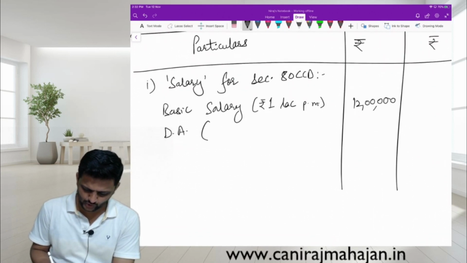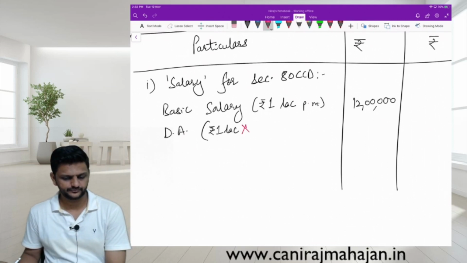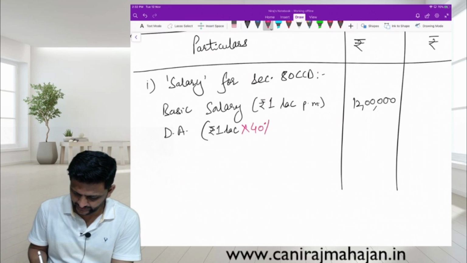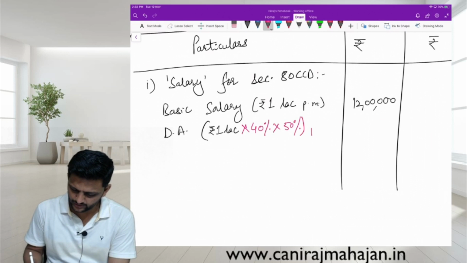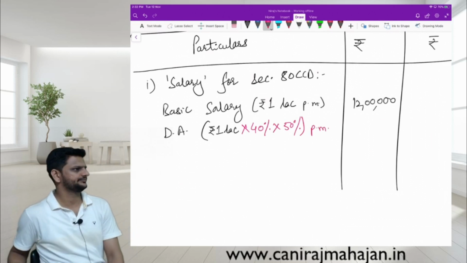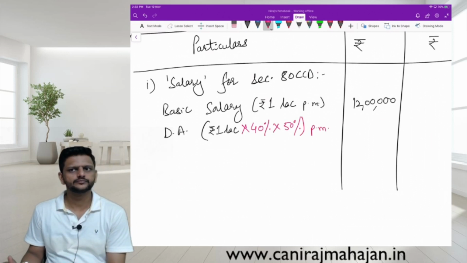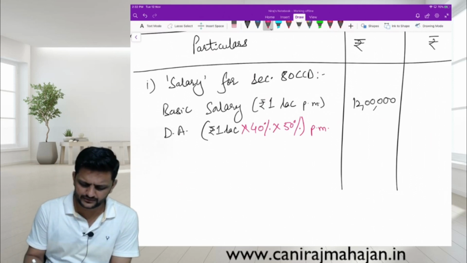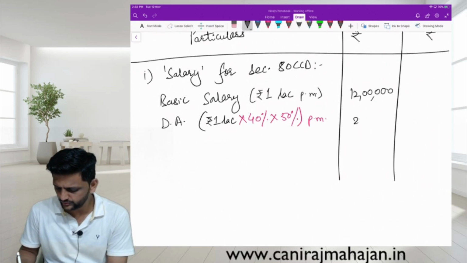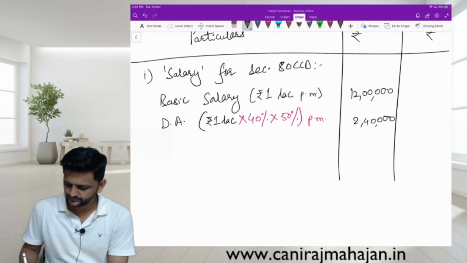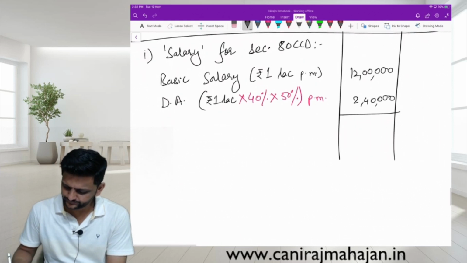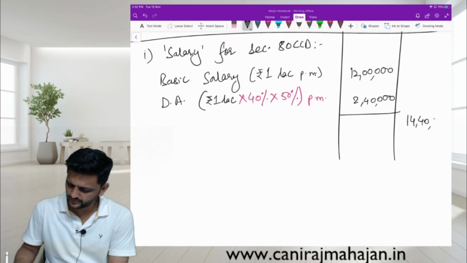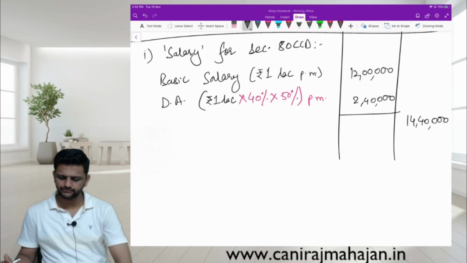DA, dearness allowance. So rupees 1 lakh into 40% into 50%. Correct? That is your per month eligible, into 12 months. Give me the figure. 20,000 into 12, 2,40,000. Correct. Everyone got it or no? That is 14 lakh. Yes or no? Oh, 14 lakh 40,000.